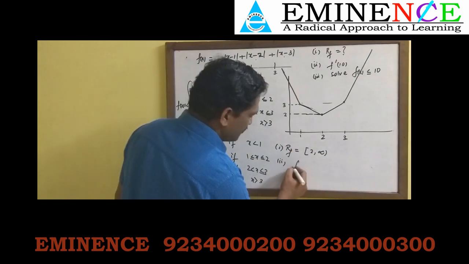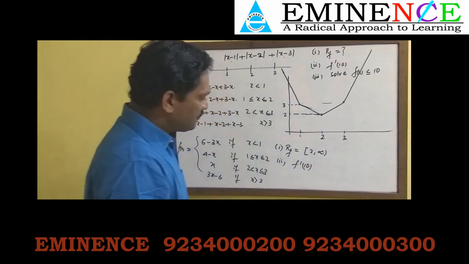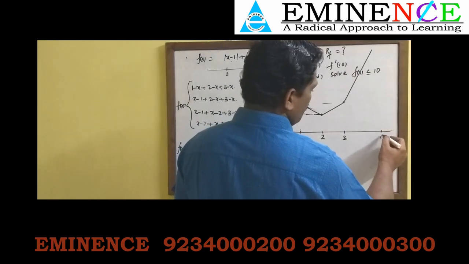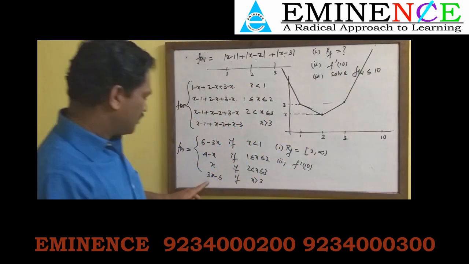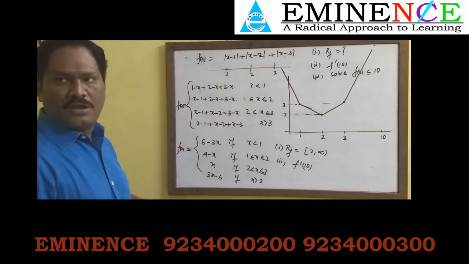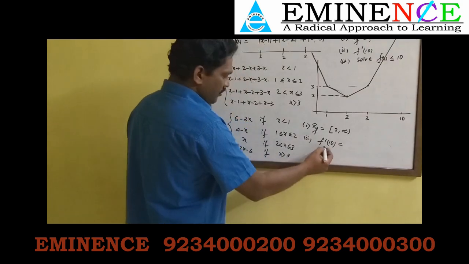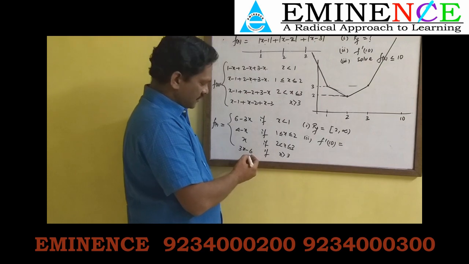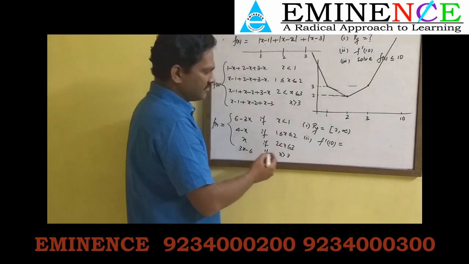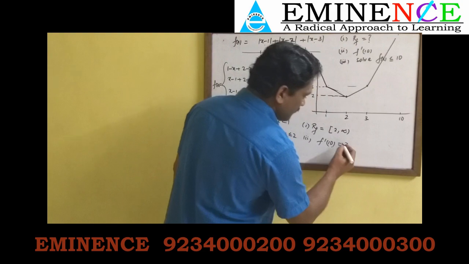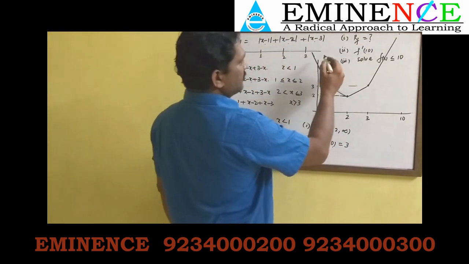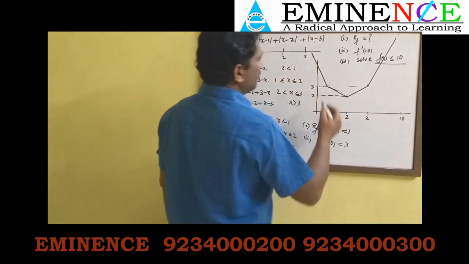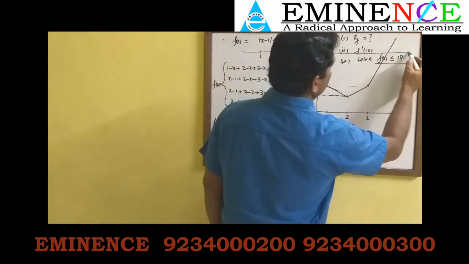If I ask you f dash of 10, now which function is valid for x equal to 10? 10 is somewhere here, so this is the function 3x minus 6 which is valid. And for x greater than 3, f(x) is 3x minus 6. So the derivative of 3x minus 6 is equal to 3. Now coming to the third one, if I have to solve f(x) less than or equal to 10, y equal to 10 is somewhere here.